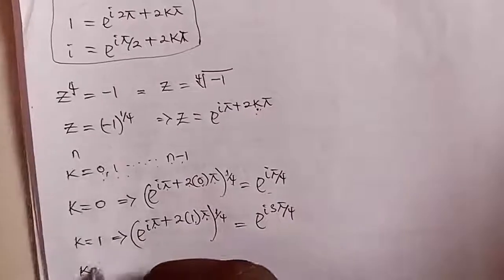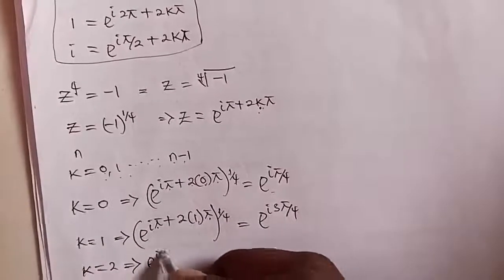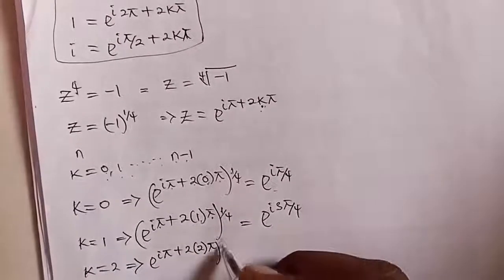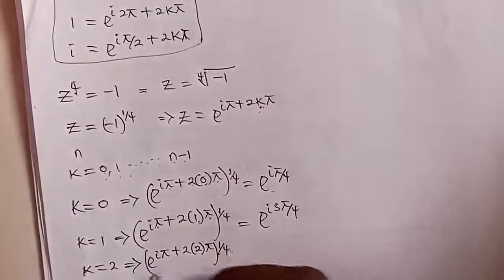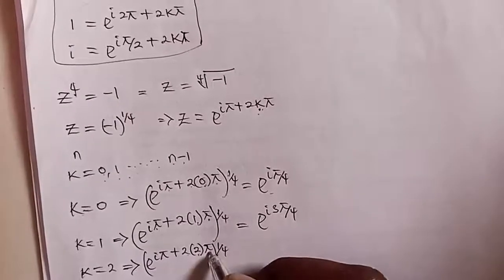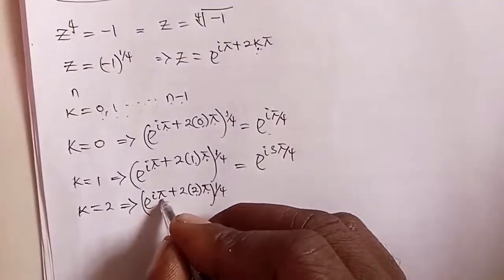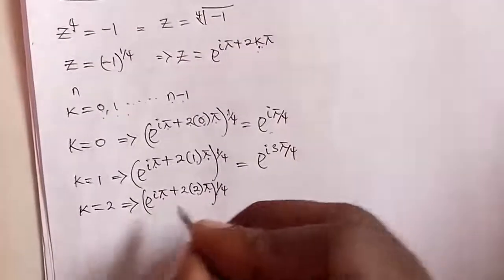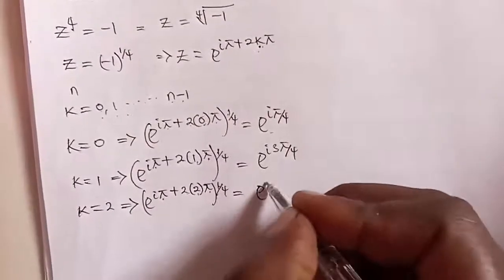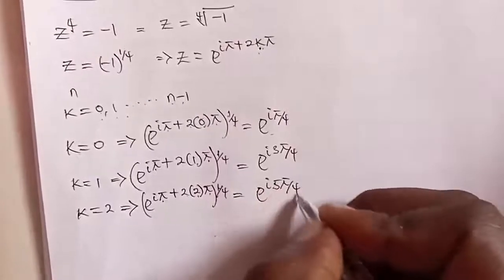So we have also when k is 2, we're going to have e^(i(pi + 2 times 2 times pi)) raised to power 1 over 4. 2 times 2 is 4, 4 times pi is 4 pi. So 4 pi plus 1 pi will give you 5 pi, and 5 pi times 1 over 4 is 5 pi over 4. So we have e^(i 5 pi/4).